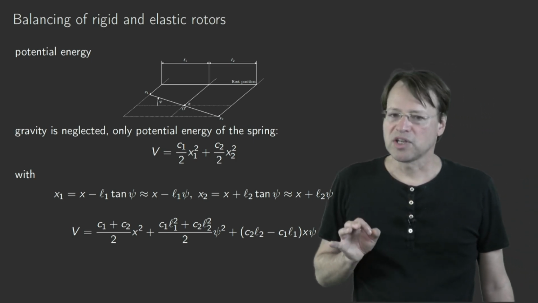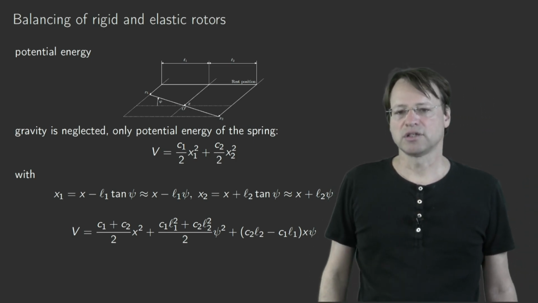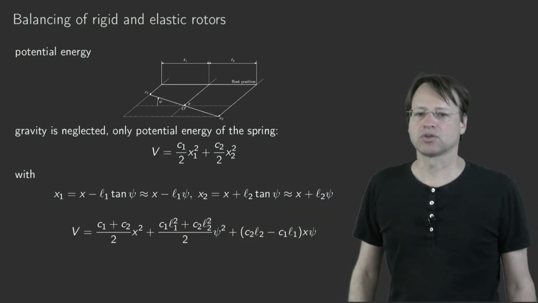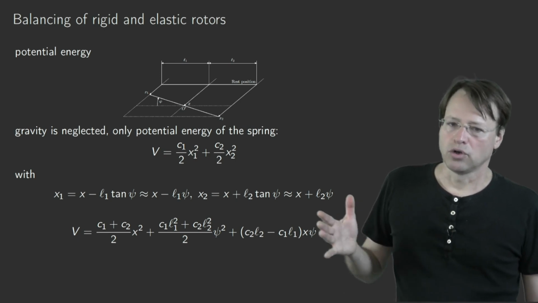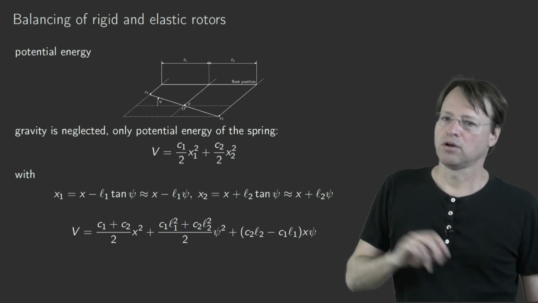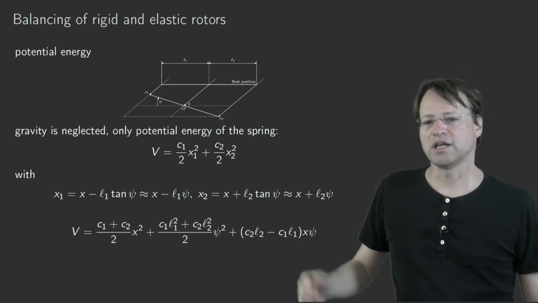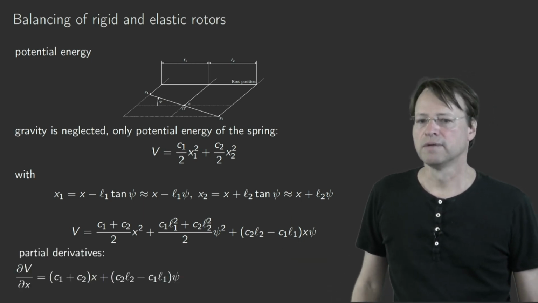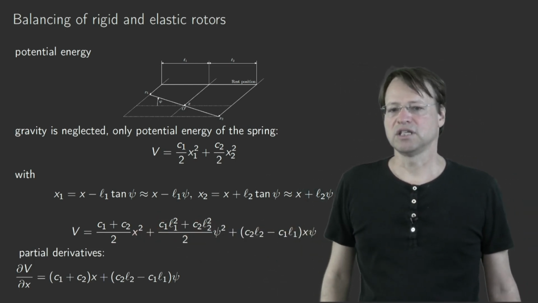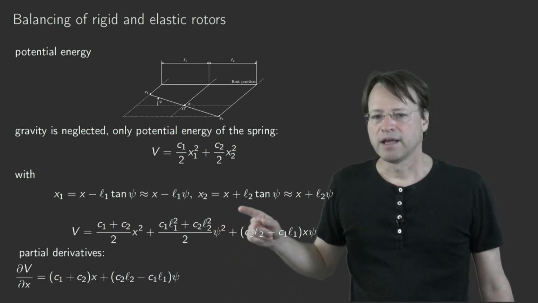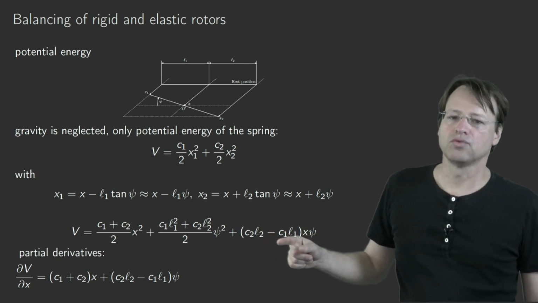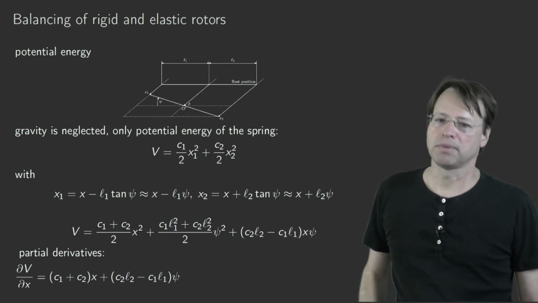We know that we have to take the derivatives of the potential energy with respect to x and psi, our two generalized coordinates, in order to have the contribution for the Lagrange equation of second kind already for the potential energy. So let's take these partial derivatives. It's not difficult. Derivative with respect to x comes from the first term and is then c1 plus c2 times x. And from the mixed term, it's C2L2 minus C1L1 multiplied by psi.